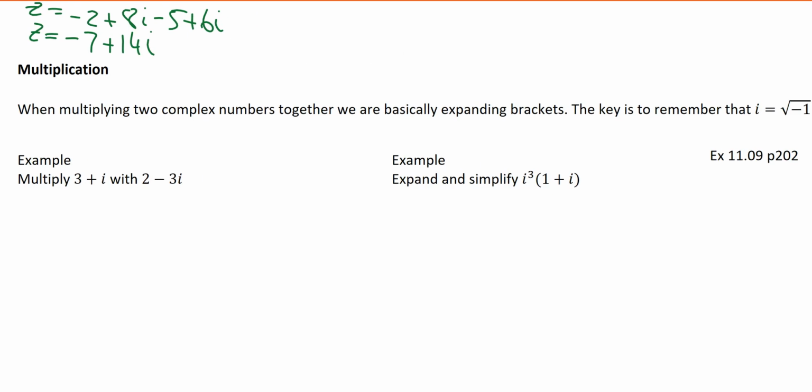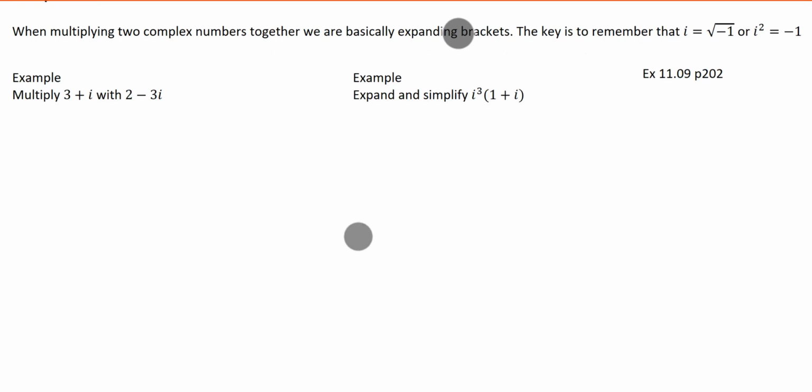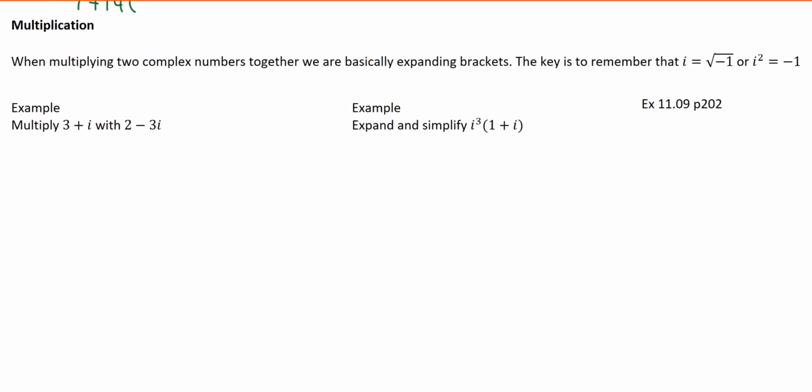Okay. Now, having a little look at multiplying ones. How can you multiply those two there? Multiply 3 plus i and 2 minus 3i. How would you do that? With brackets, yeah, with expanding. So 3 plus i, 2 minus 3i. All I'm asked to do now is expand those brackets.